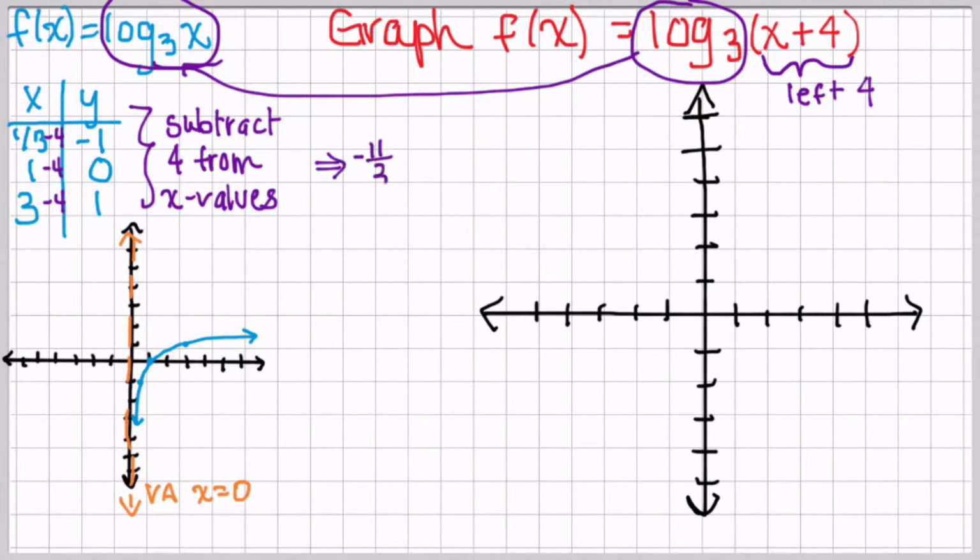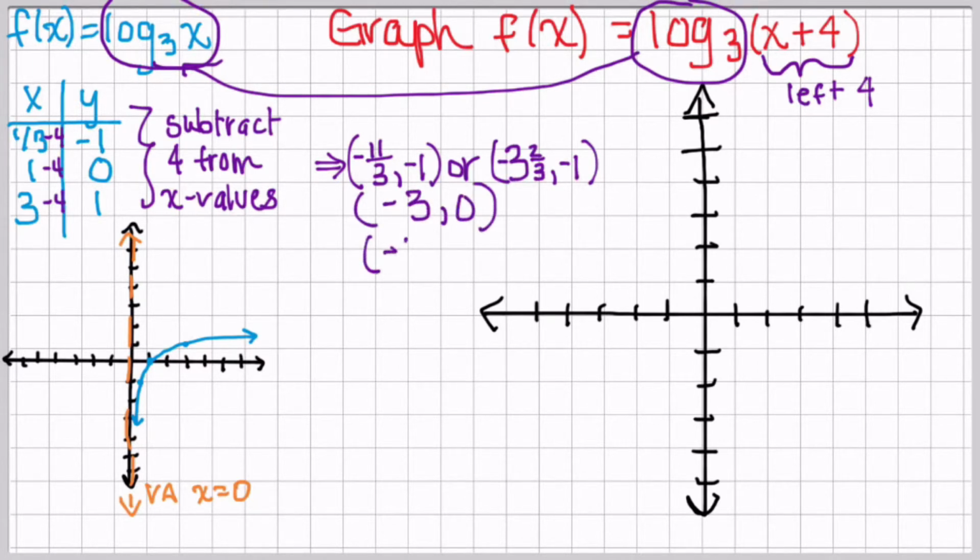Subtracting 4 from the first ordered pair gives us (-11/3, -1). I'm going to rewrite that as a mixed number so it's just easier to plot. Our second point becomes (-3, 0), and our last point becomes (-1, 1). So we have our 3 points.